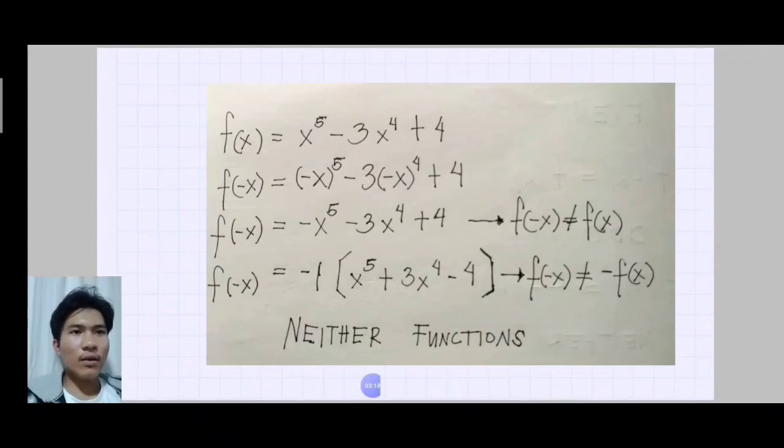It is not equal to the first line, which is x to the fifth power minus 3x to the fourth plus 4. If we multiply it by negative 1, it is x to the fifth power plus 3x fourth minus 4. So this is also not equal to the first line. So this function is a neither function because it is neither even nor odd.